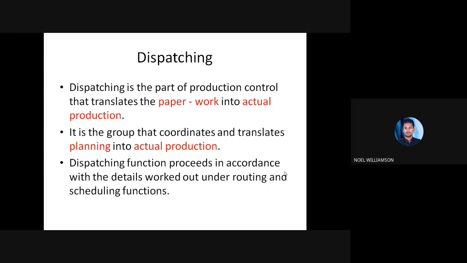So we reached only up to the paperwork. Later we have to move on to the actual production. So this translation is the dispatching, how it is dispatched. This is the group that coordinates and translates planning into actual production. So we have a set of plans and we need to translate it into actual production. That is done in the dispatching. The dispatching function proceeds in accordance with the details worked out under the routing and scheduling functions. So after the routing function and scheduling, we move on to the dispatching.